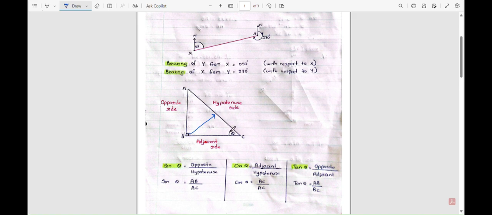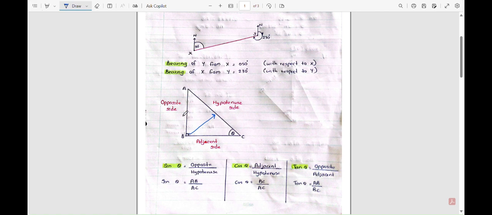Now I have taken this one as theta. Theta is a symbol I use to denote the angle I'm using. Okay, now this is the angle I will use. According to that angle, we have to name the other two sides. Already we know that the side in front of the right angle is the hypotenuse.